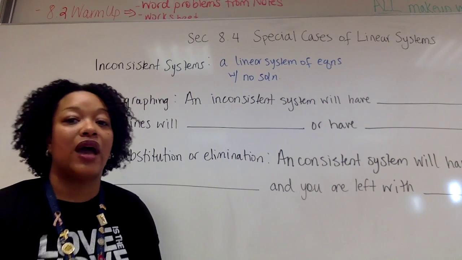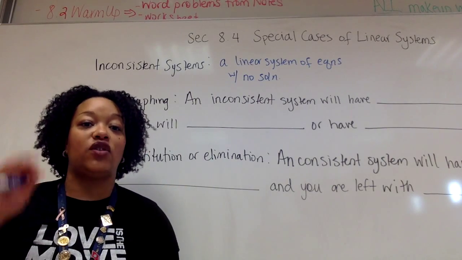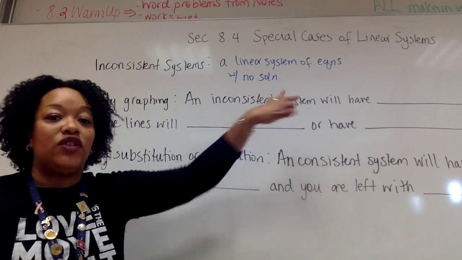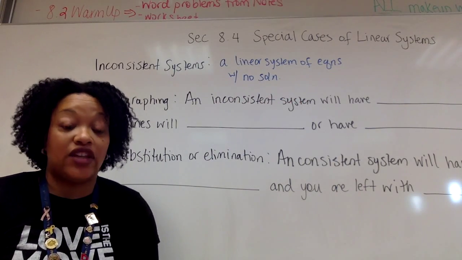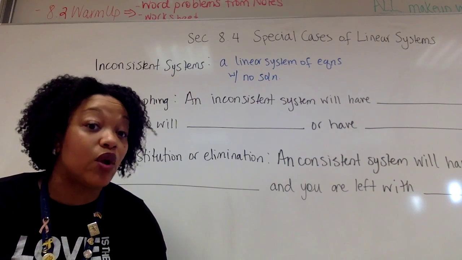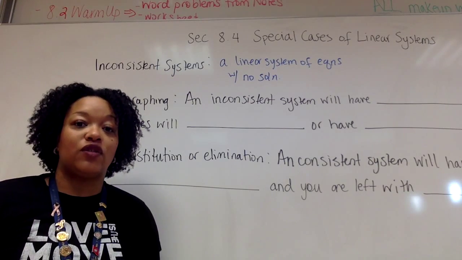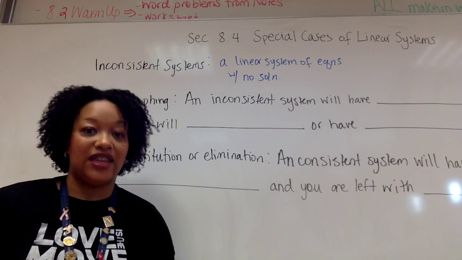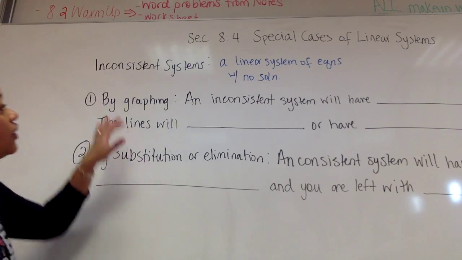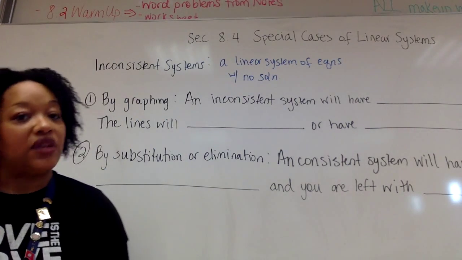We're used to our systems having an X value, a Y value. When your system is inconsistent, that means you don't have either. They don't exist. It doesn't mean that X is 0 or Y is 0. It just means that there's no solution. And I'm going to show you how to recognize when you have an inconsistent system. So let's talk about how you have one when you're graphing.